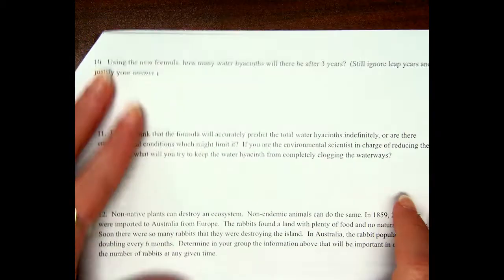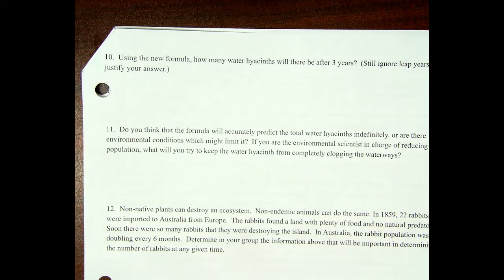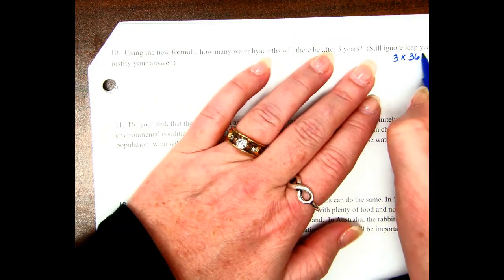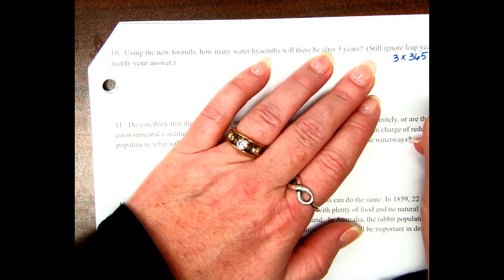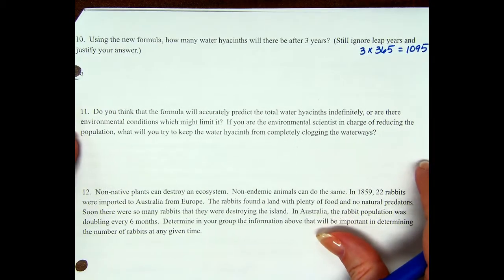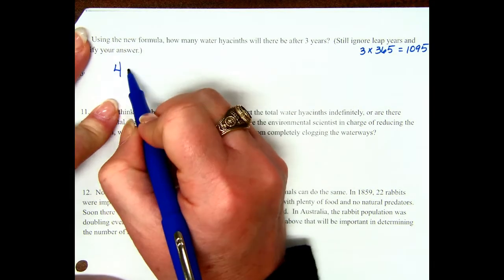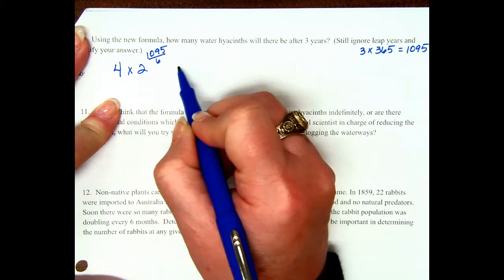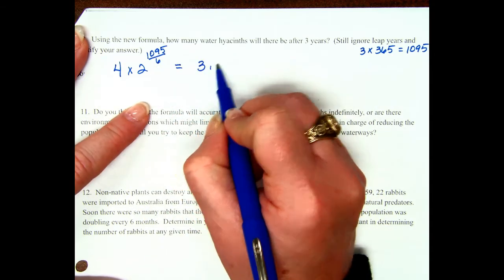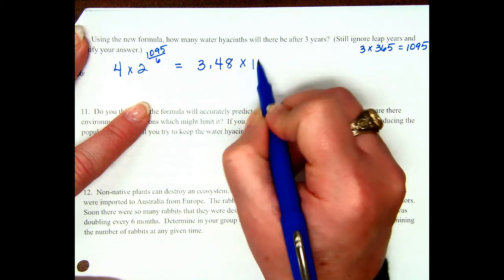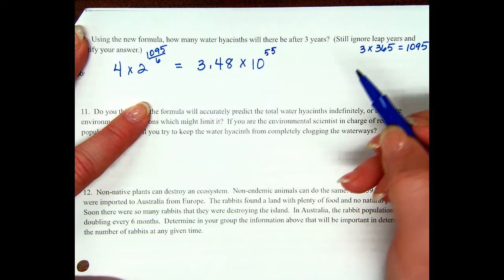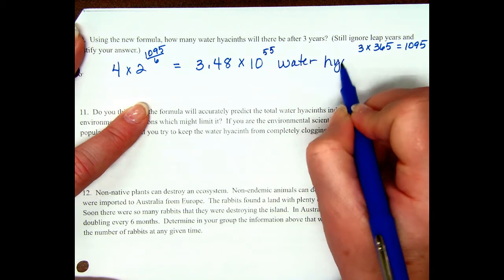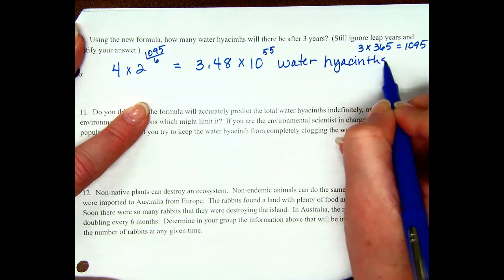Using your new formula, how many water hyacinths will there be after 3 years? 3 times 365, I'm going to get that down just so I have it written. 1095. 4 times 2 to the 1095 over 6. 3.468 times 10 to the 55th power water hyacinths.